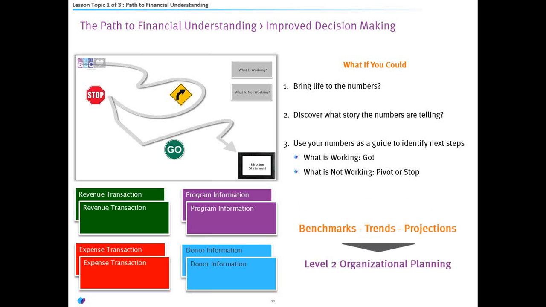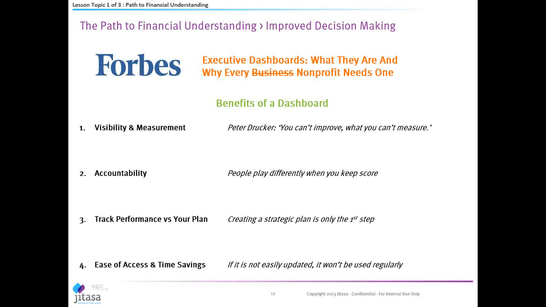The good news is, if you take the data we have and look at it a little bit differently, beyond just the financial reports, in terms of benchmarks, in terms of trending, and you build projections, then when you cut that different type of data a different way, I believe that provides what's called level 2 organizational planning and a deeper level of insights so you can make better planning for your organization going forward.